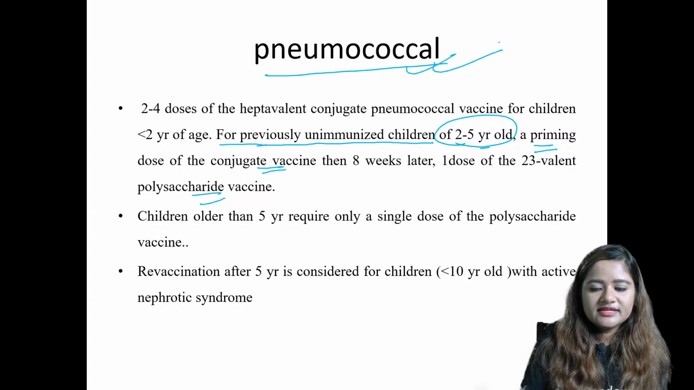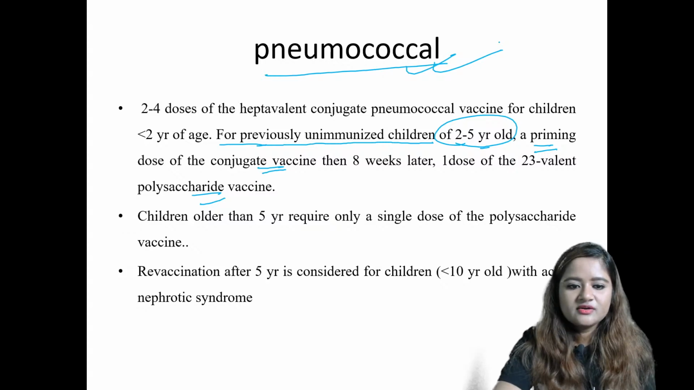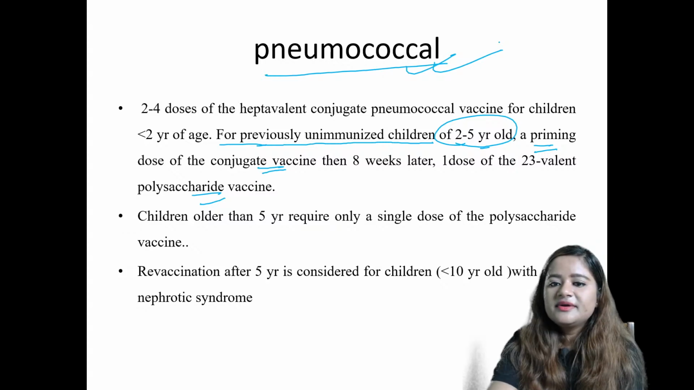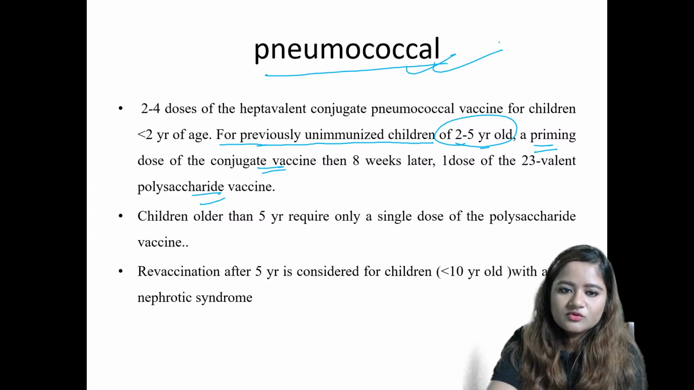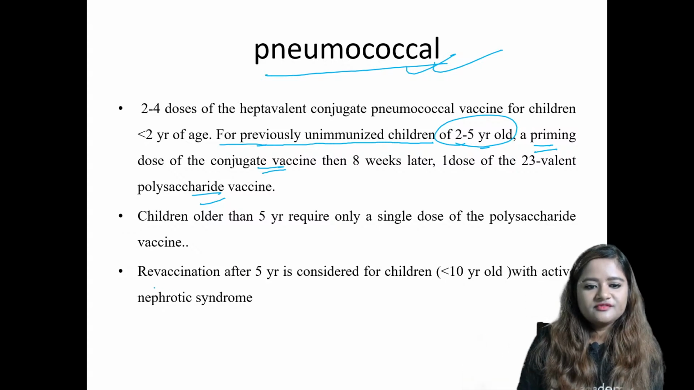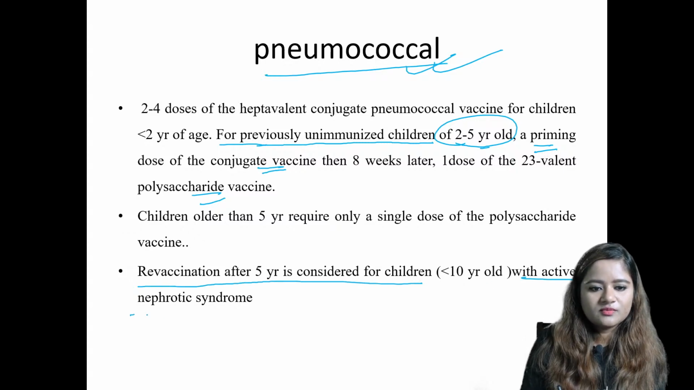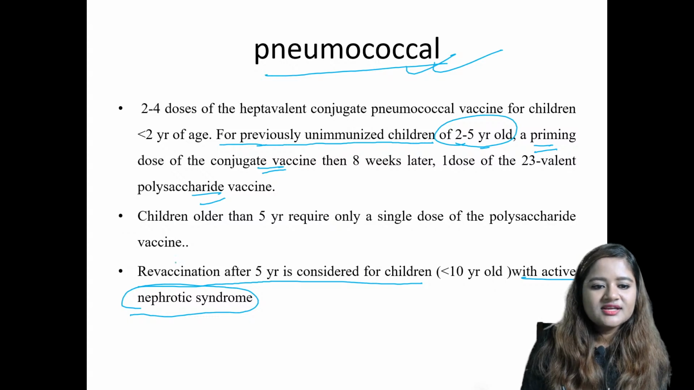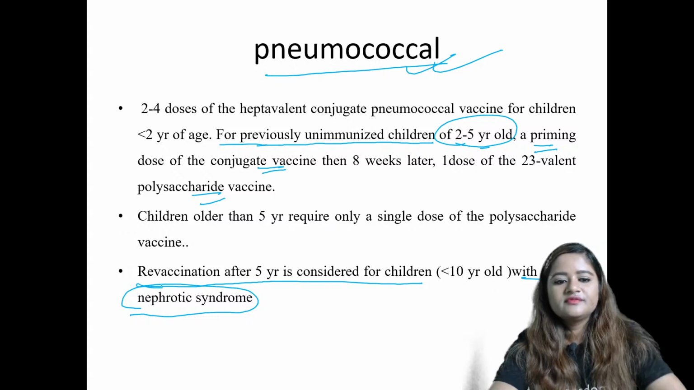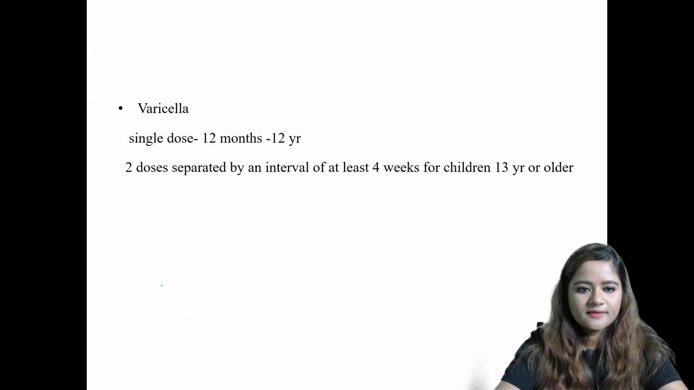So जो contraindicated बिल्कुल है, that is Hep B, MMR and meningococcal. So polysaccharide vaccines also we can give, but you should always be sure that the priming dose with conjugate vaccine has been done. Okay. Now revaccination after 5 years can be considered for children with active nephrotic syndrome. So in these children, you might require the vaccination.